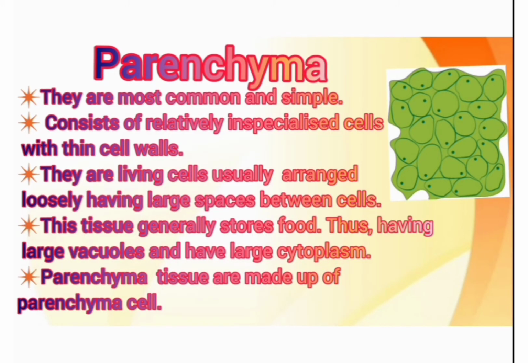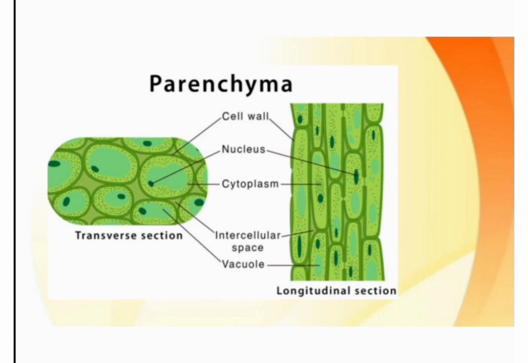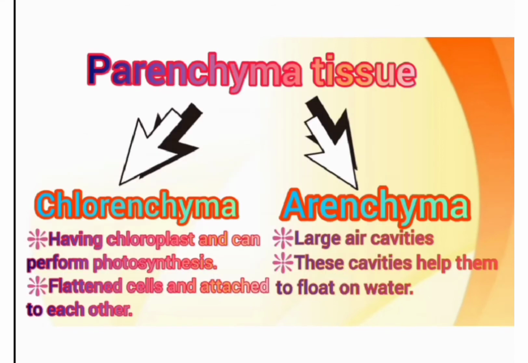Parenchyma. They are the most common and simple. They consist of relatively unspecialized cells with thin cell walls. They are living cells, usually arranged loosely, having large spaces between cells. This tissue generally stores food, thus having large vacuoles and large cytoplasm. Parenchyma tissue are made up of parenchyma cells. Here the transverse section and longitudinal section of the parenchyma tissue is given.